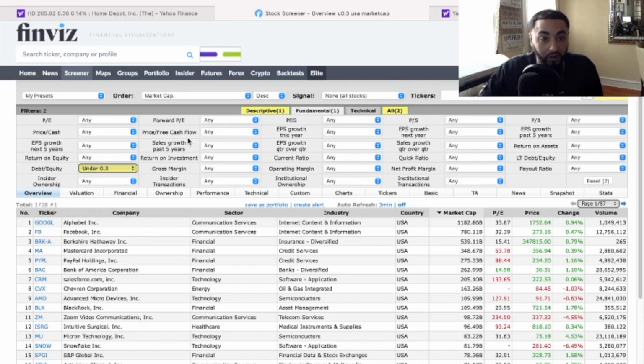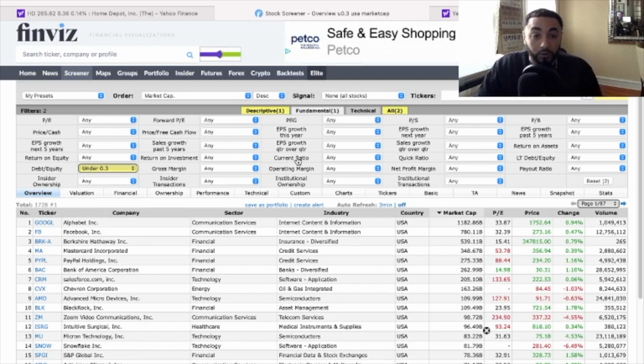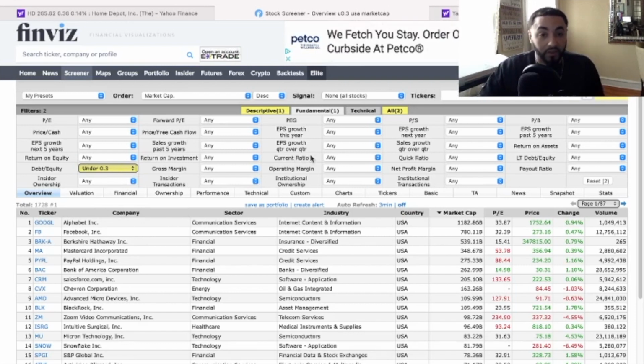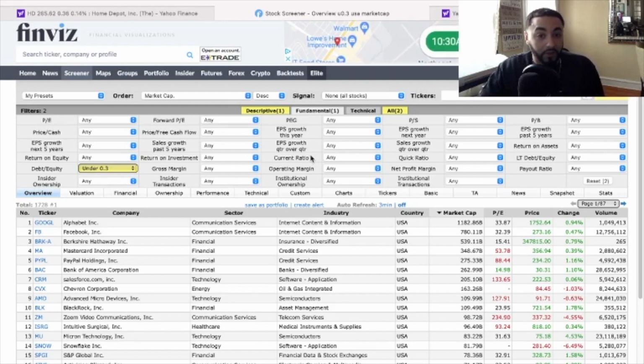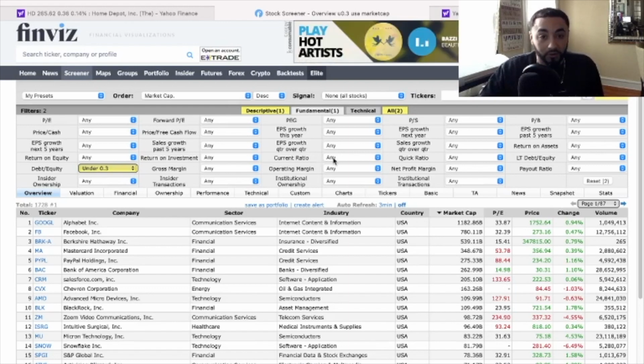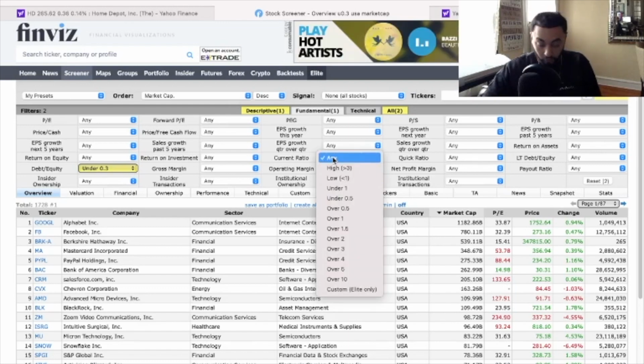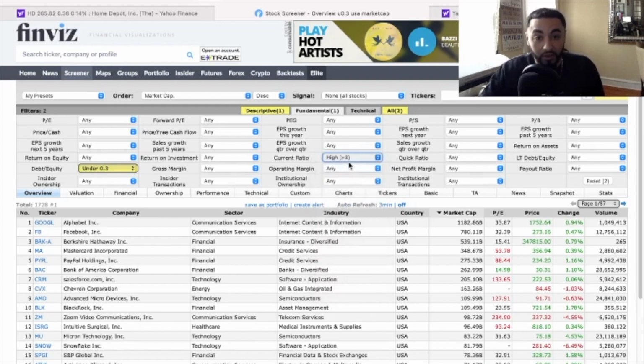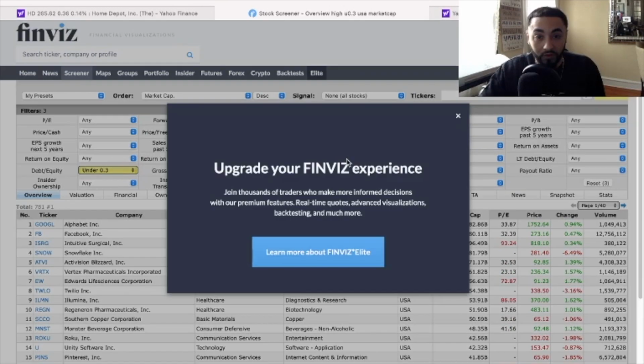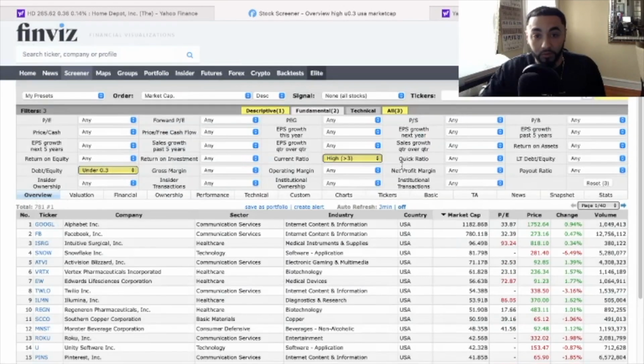So the next filter we're going to go to is the current ratio. What the current ratio does is it divides current assets by current liabilities. And so you always want anything over 1. The higher, the better. So here I'm just going to pick high. That way we can get rid of some more stocks and see which ones are left.